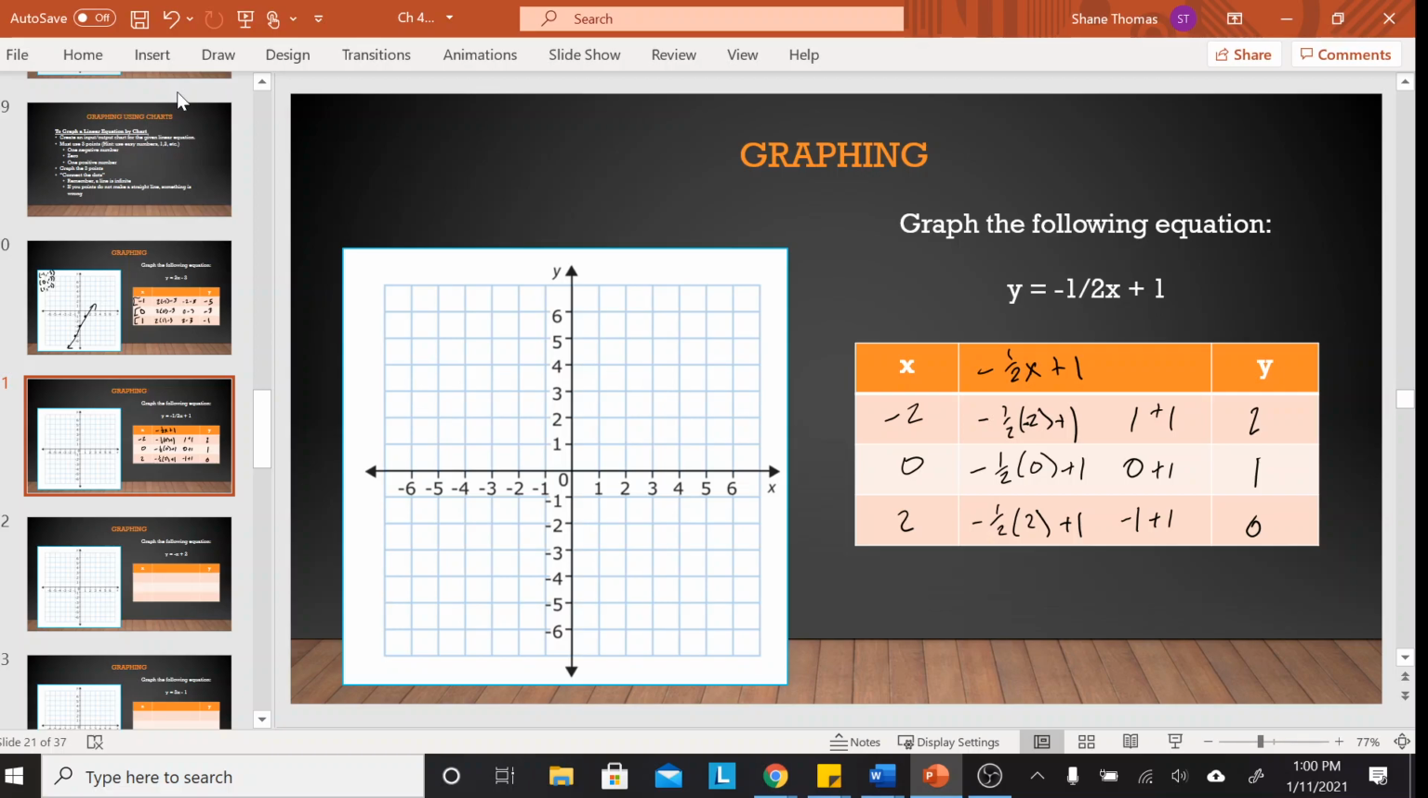Now we can graph each one of those points. The first point is negative 2, positive 2. So I have to go 2 to the left and 2 up. That would be right there. Second one is at 0, 1. So I don't go left or right at all, I just go up 1. It goes right there. And then lastly, I have 2, 0. So 2 to the right, not up or down. Looks like I'm going to have a straight line. And there's my line.